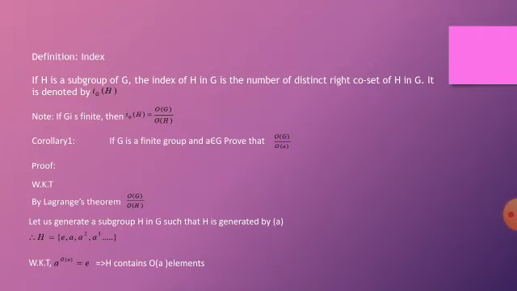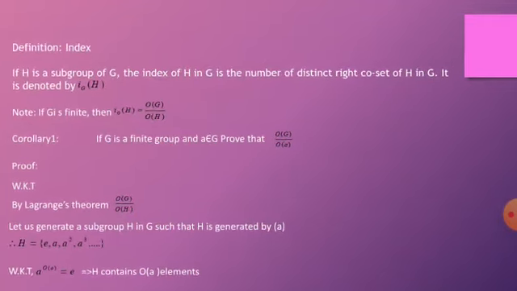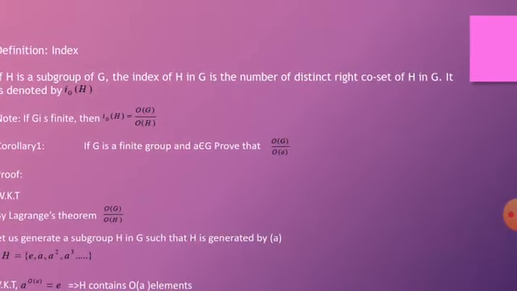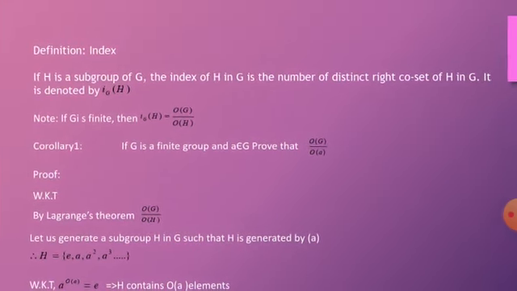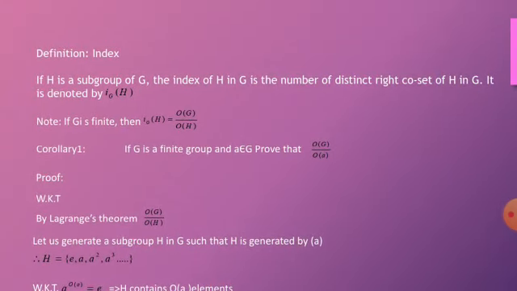Now let us see the definition of index. If H is a subgroup of G, the index of H in G is the number of distinct right cosets of H in G. It is denoted by i_G(H). Note that if G is finite, then the order of H is a divisor of the order of G, which is Lagrange's theorem.